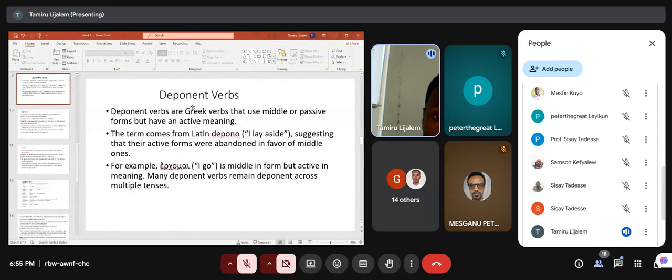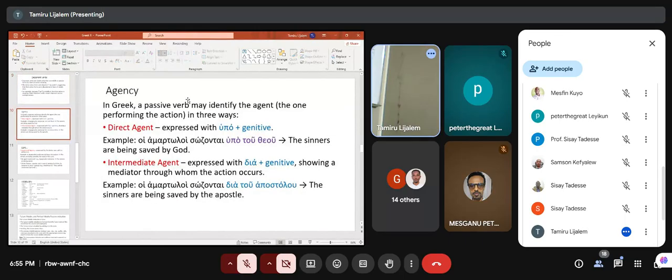So we call that verb deponent verbs. Deponent means lay aside, in favor of middle. For example, we have seen an example.